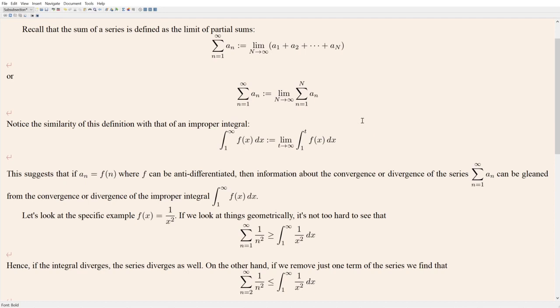So, based at least on the similarity of these two definitions, it is reasonable to suspect that if the terms of this series are given by a function, where this function can be anti-differentiated, then maybe information about this improper integral can give us information about this series. And indeed, that's what the integral test is about. We want to compute an improper integral and have that give us some information about the series.